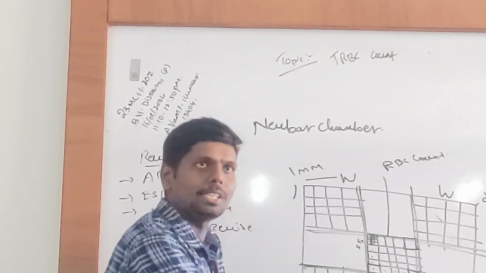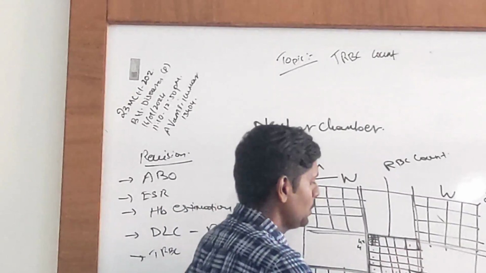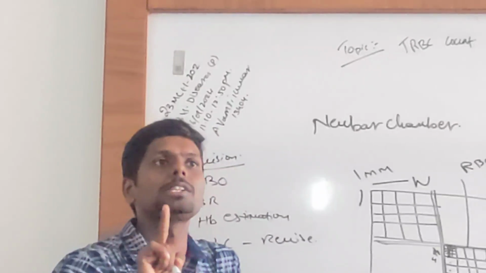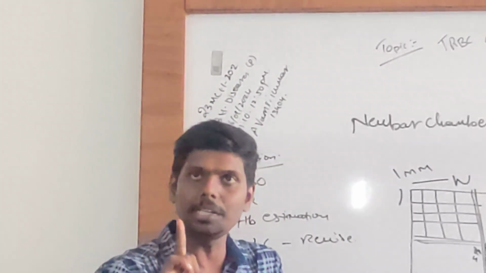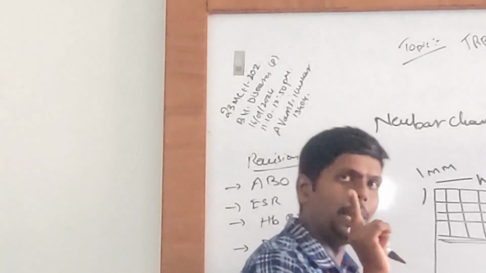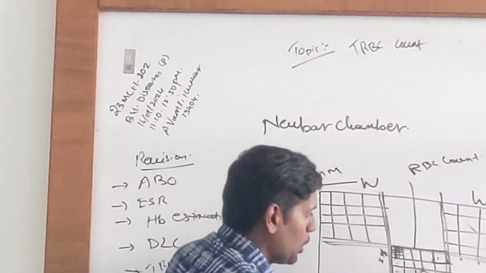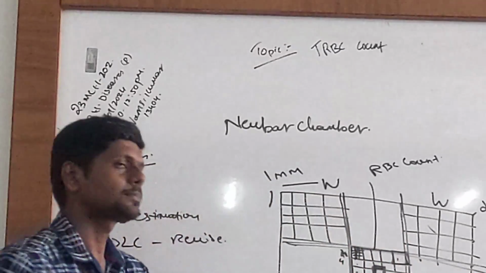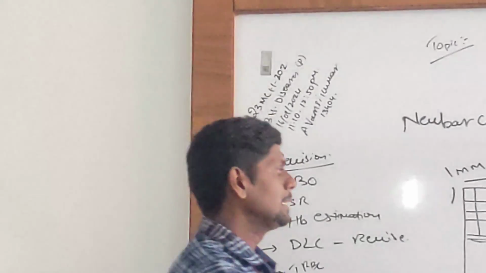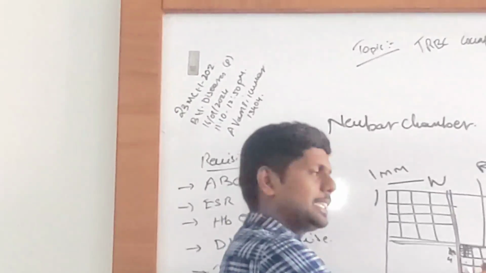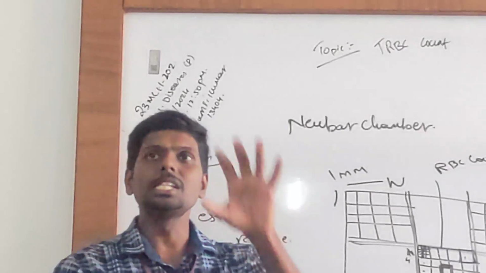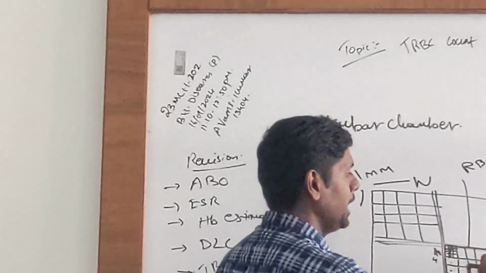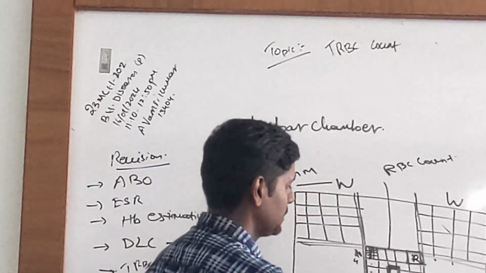Four corner small squares, okay? 1, 2, 3, 4. These are the four corner small squares, and the central square. Press the central small square. Four corners, corner, and the central small square. These five squares are very important for us. In these five squares, we are going to count the red blood cells.